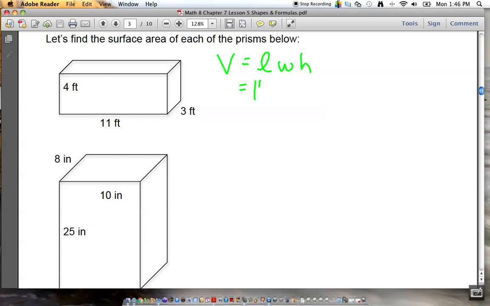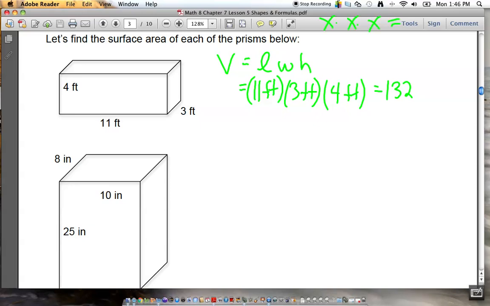11? Okay. I'm even going to put feet there. What's the width? 3. Okay, so I'm going to put 3 feet. And then I'm going to do the height. 4. 4 feet. Now, you just take your calculator and you do 11 times 3 times 4 and 132. 132. Now, what would x times x times x be?